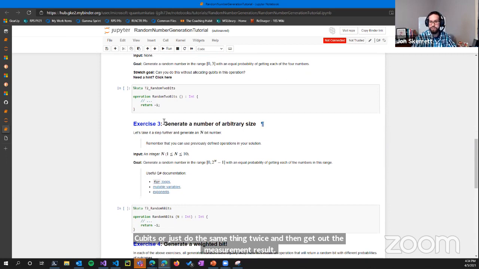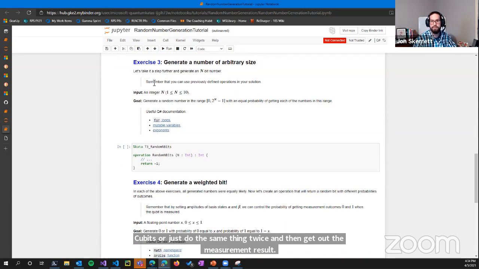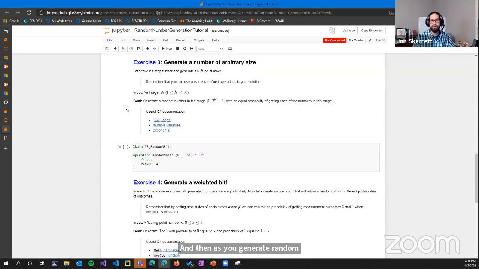And then as you generate random numbers of arbitrary size, you can start stacking zeros and ones next to each other and then read that out into a larger number. So if you do it 1, 2, 4, 8, 16, 32, 64, 128, 8 times, then you'll have a random number somewhere between 0 and 127.